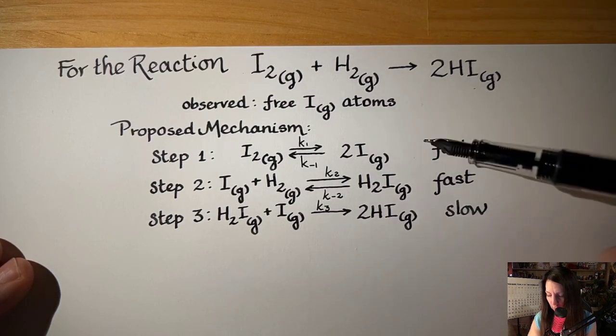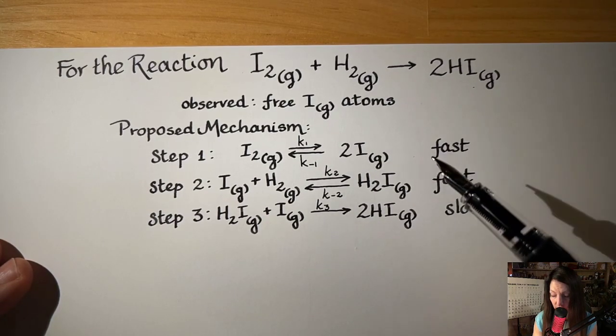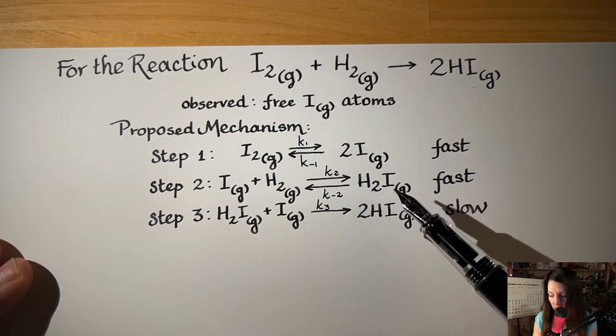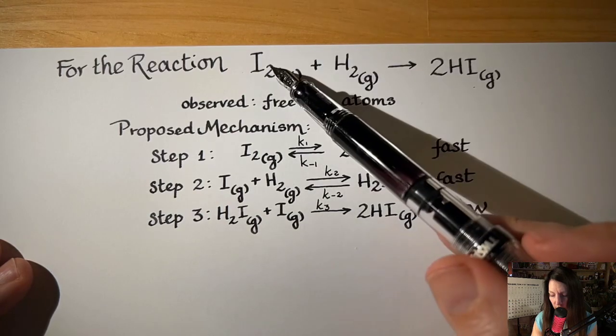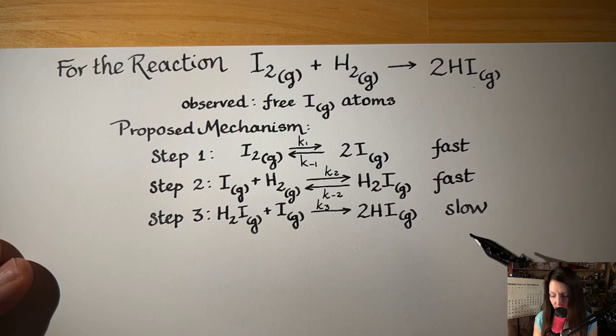Okay. So when you are proposing a mechanism, first thing you do is you make sure that each of these elementary steps adds up to give the overall chemical equation. Otherwise, you cannot move forward if that is not true.